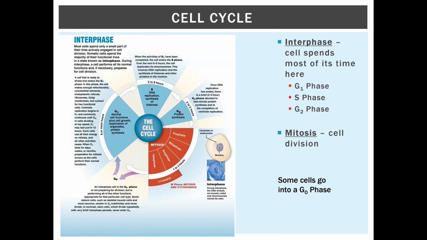So the cell cycle is basically a cell's lifespan and the things that it does in different stages of its life. The largest part of the cell cycle is called interphase. Interphase is where the cell is going to spend most of its time, and it is composed of the G1 phase, the S phase, and the G2 phase, which we'll talk about more in a minute. And then you have mitosis, which, as we mentioned earlier, is somatic cell division. So the cell will actually divide into two daughter cells. Some cells also go into what's called a G0 phase, which we'll also talk about more in a moment.